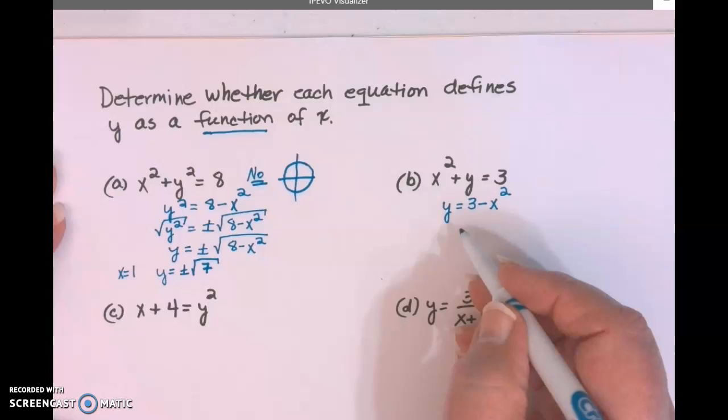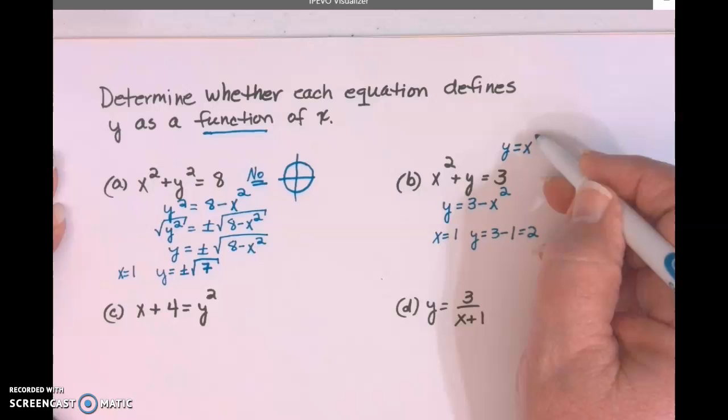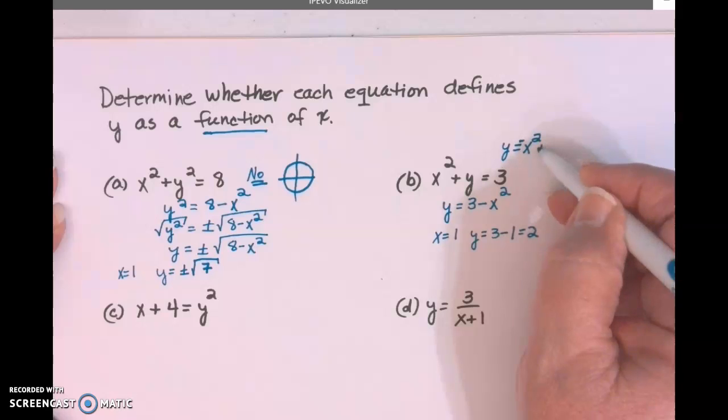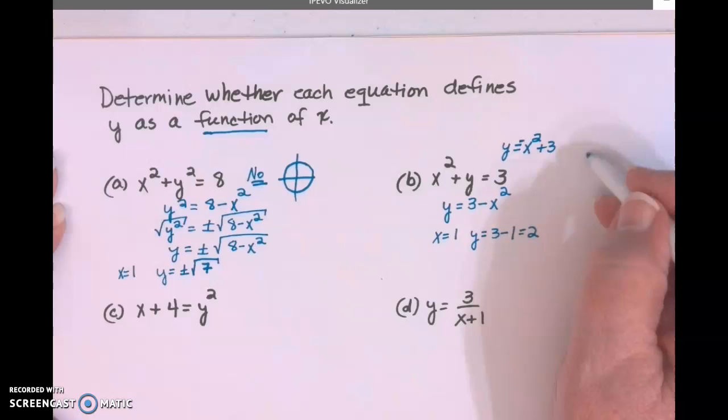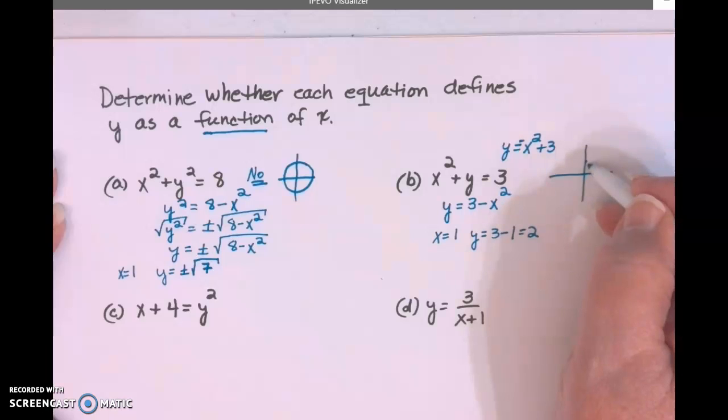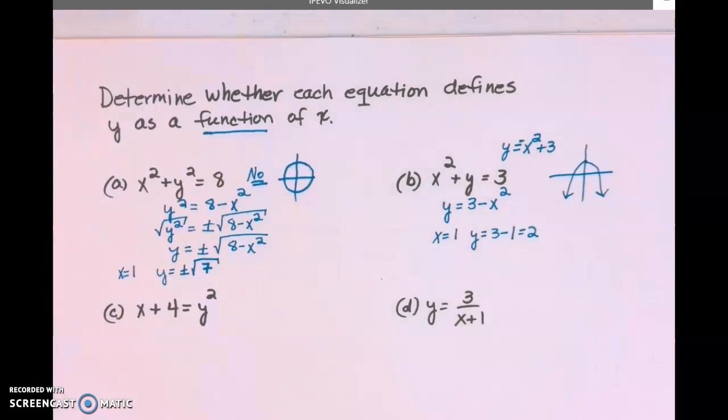And this may look familiar if we rewrite this in this form: y equals negative x squared plus 3. We know that that would be a parabola. It's opening down, has a y-intercept at 3. Since our x squared is negative, we know it opens down. And that would pass the vertical line test. So we know that that is a function. So we have a yes here.